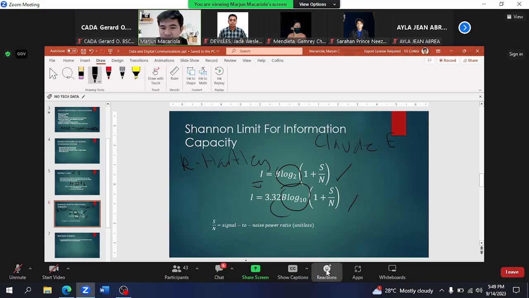Yet, it is converted by a factor of 3.32. So ang gagamitin na lang natin na formula ay ito: I = B log base 2 of (1 + signal to noise ratio). Signal to noise ratio, when using the formula, should be in its normal value or factor value, not in decibel value. So mag-example tayo para mas malinaw.